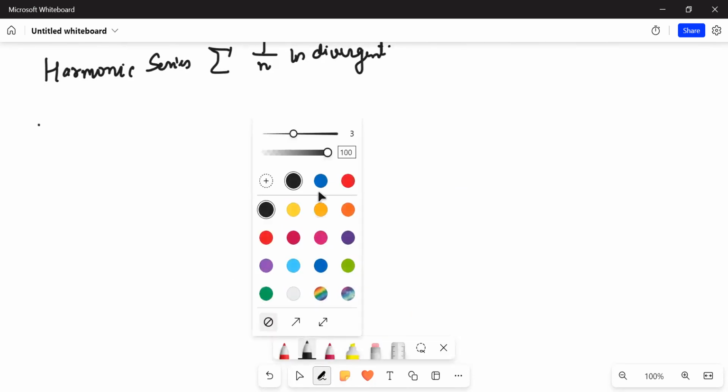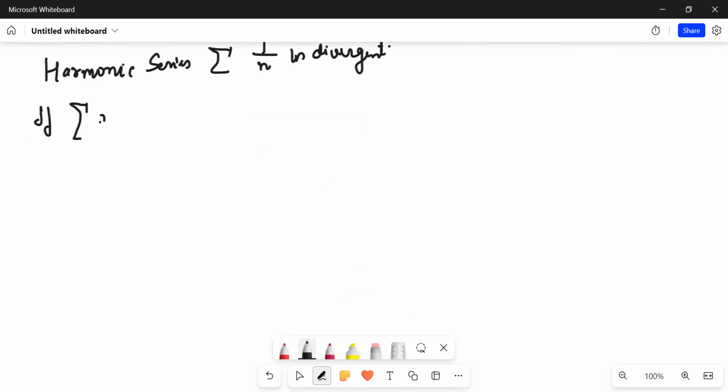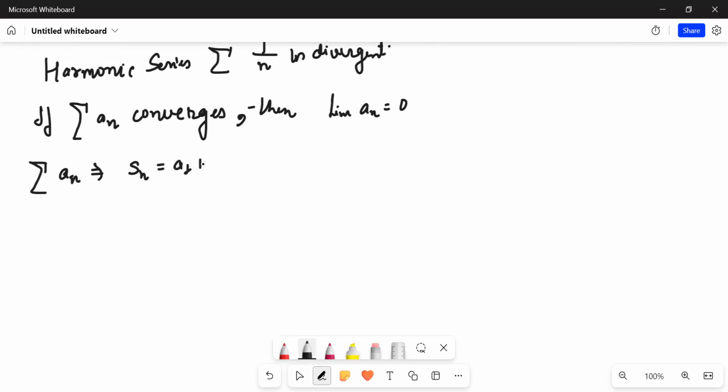If summation an converges, then limit an must be equal to 0. Okay. See, in order to generate a proof, understand what an is. Summation an is convergent. It implies that the sequence of partial sums associated with it is convergent, or a Cauchy sequence. If Sn is Cauchy or convergent, then summation an must be convergent.